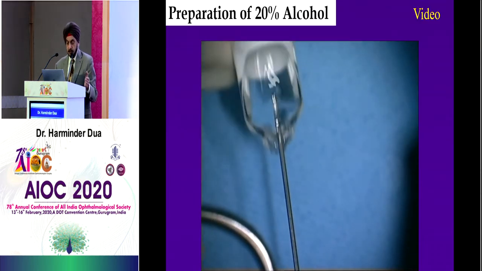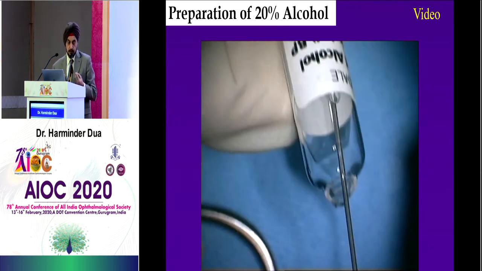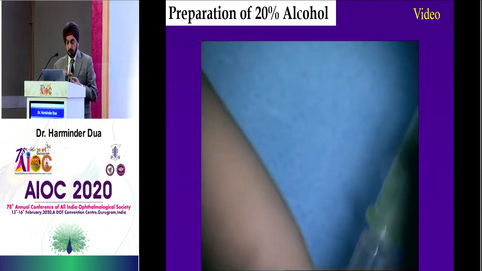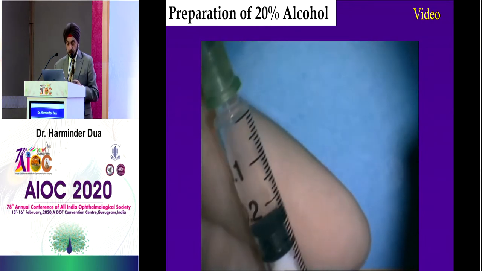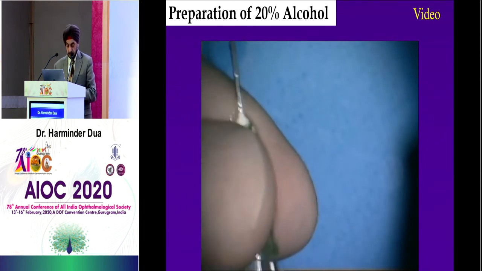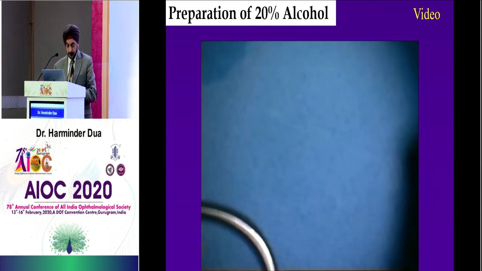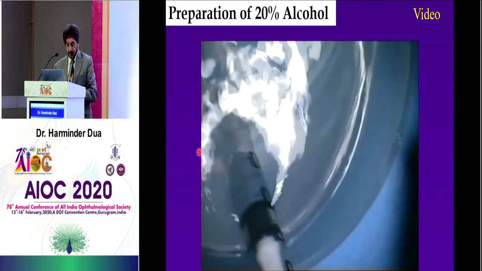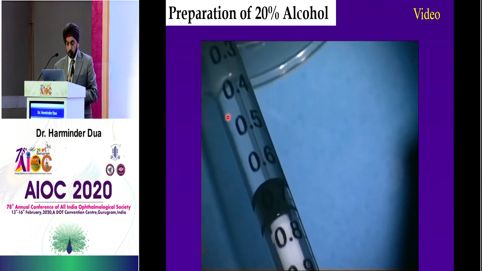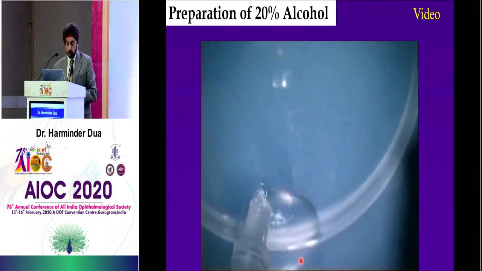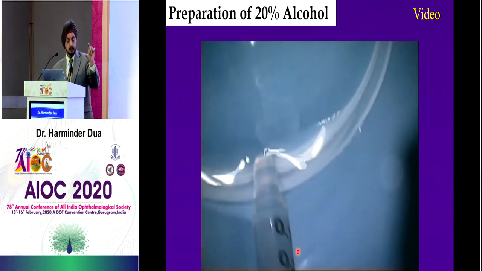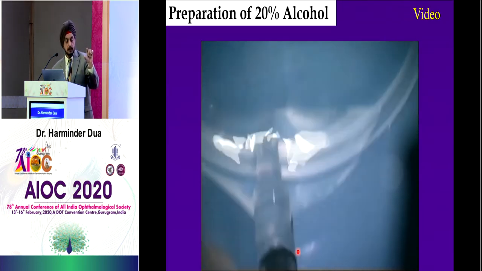So here it is, absolute alcohol, which is 100%. You take it with a needle into a 1 mL syringe, and then you take off the excess to the point, let me get this pen, so you will take it to the 0.2 mark on that, and then you will suck water all the way to the one. So 0.2 in 1 mL is 20%.